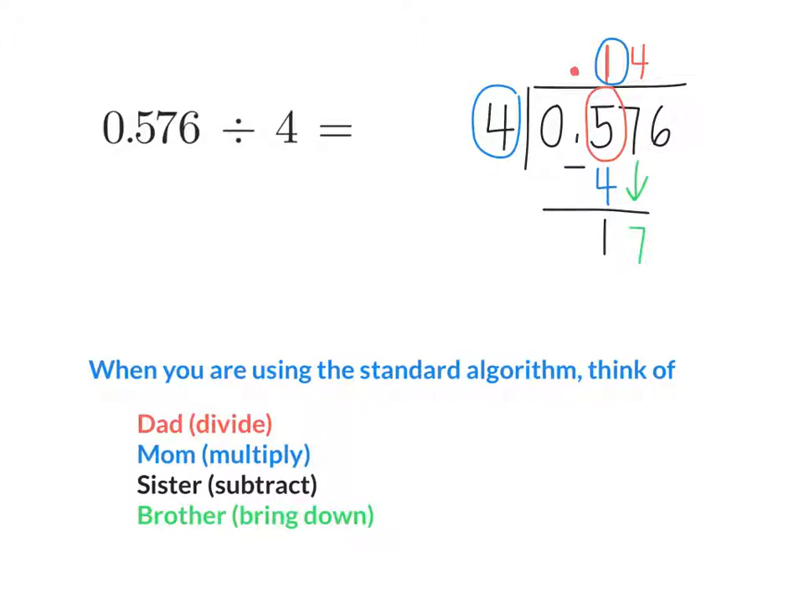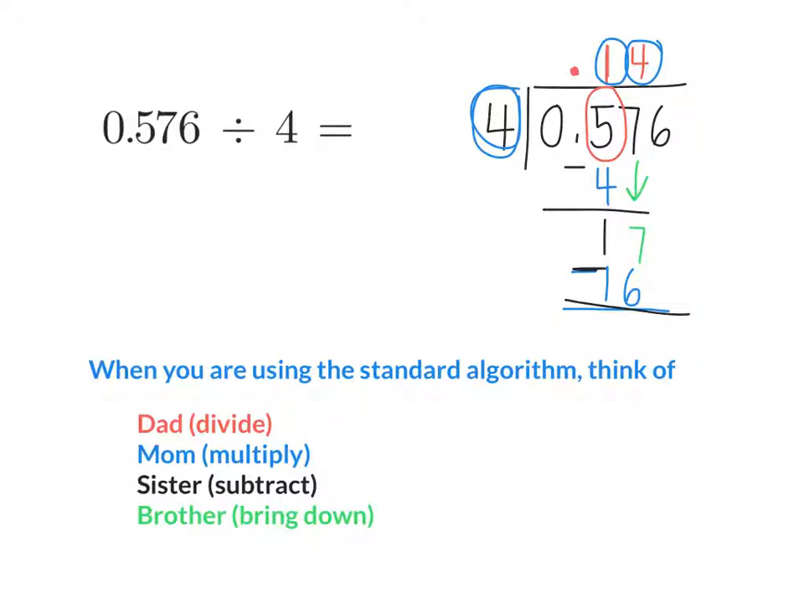After dad divides, who's up next? Mom. She needs to multiply to figure out how many hundredths we used up when we divided it into 4 groups. So Charlotte, what 2 numbers does mom need to multiply? 4 times 4. Very good. And what is that? 16. So mom's going to record it down here. Very good. Who's up next? Sister. She has to subtract. I should have written this in black.